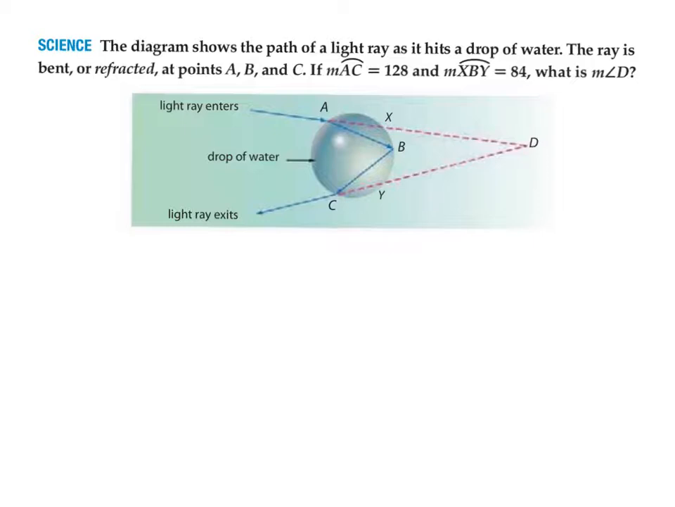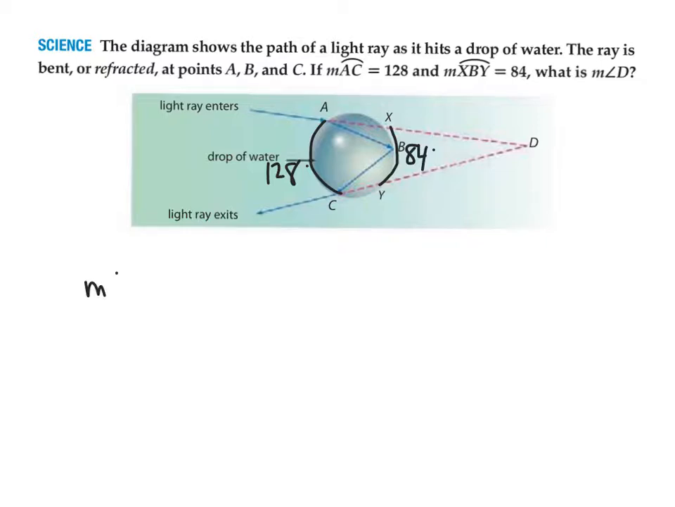Here's another problem for us to do together. This one's about science. The diagram shows the path of a light ray as it hits a drop of water. The ray is bent or refracted at points A, B, and C. If the measure of arc AC is 128 degrees and the measure of arc XBY is 84 degrees, what is the measure of angle D?